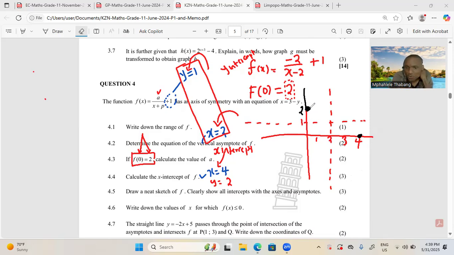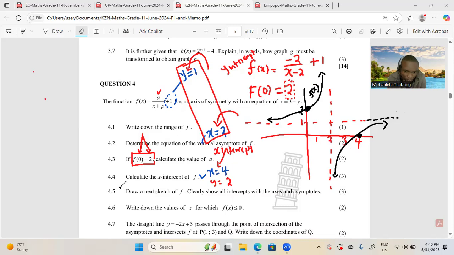So what you do, from the point 2, you approach the asymptote. You don't touch it. From here, you approach the asymptote. From here, you approach the asymptote. The same, you're going to approach the asymptote this side. So you have sketched the graph of f of x. You must name it f of x.